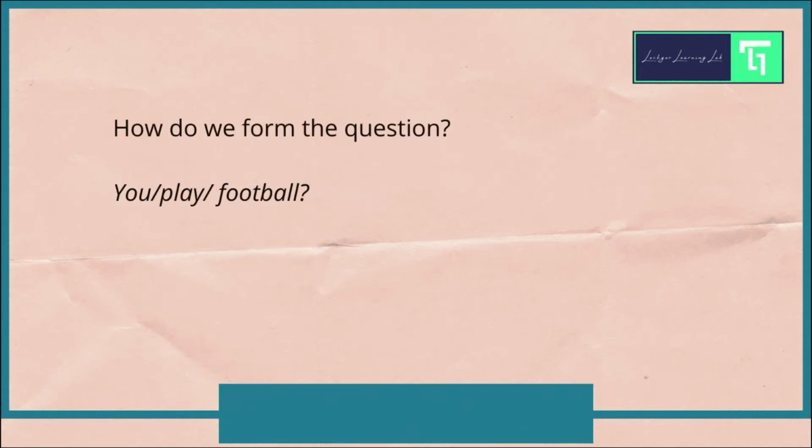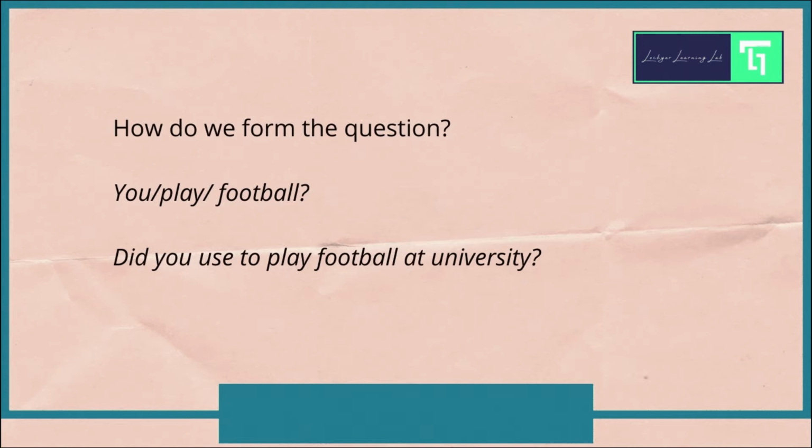Now, let's have a look at the form. How do we form the question? Now, here you see three words, you play football. We're going to make a question using used to. So, how do we make the question? Now, you need to think, this is a past situation, so we need an auxiliary for the past tense. And we're going to use the structure used to as well. So what is the auxiliary for the past tense? Well, you might remember it's did. Okay, so we have to say did and then the subject you, and then used to play football at university.